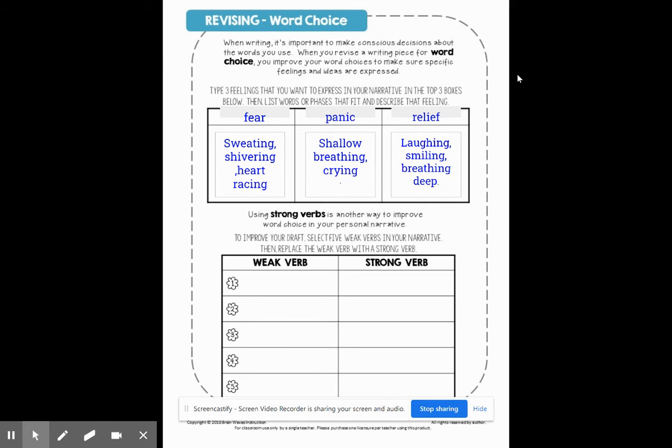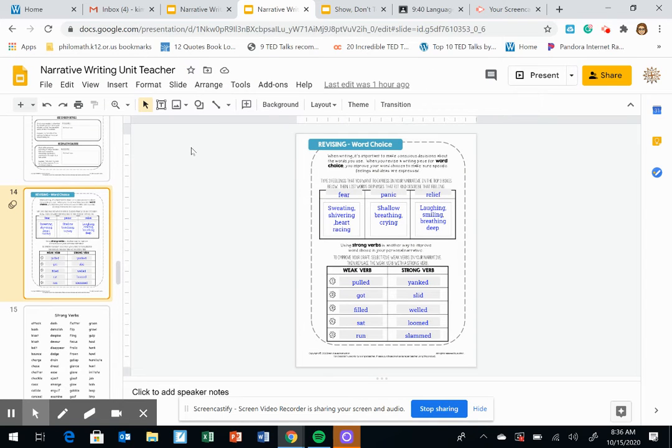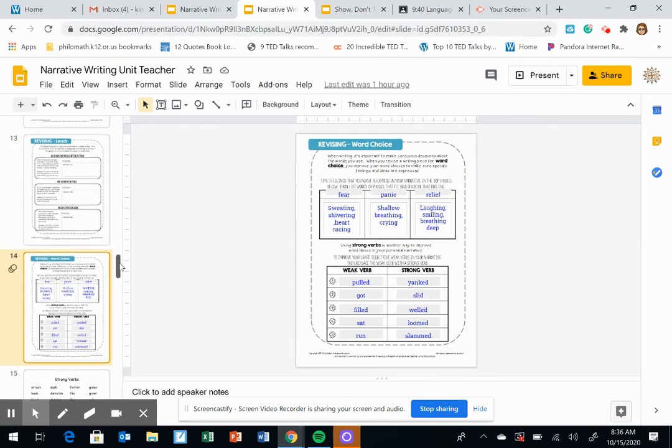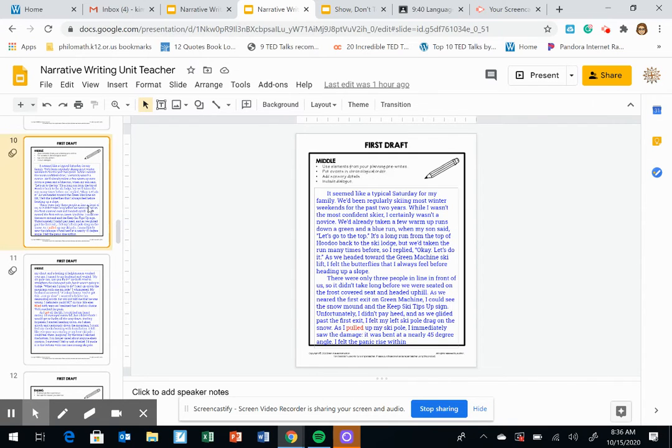So think of some verbs that you can use that would show those feelings. Come up with 3 feelings that you want the reader to know that you felt in your writing, and some verbs that could go with that. And then I'm going to have you guys go into your writing and find some weak verbs. So what I had to do here is I had to go back to my writing and find some verbs. So one of the verbs I found here is this one, as I pulled up my ski pole.